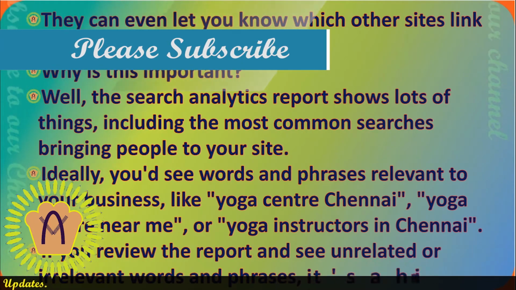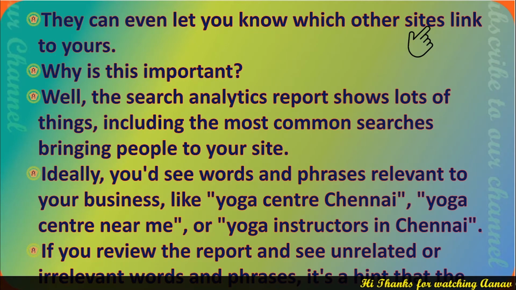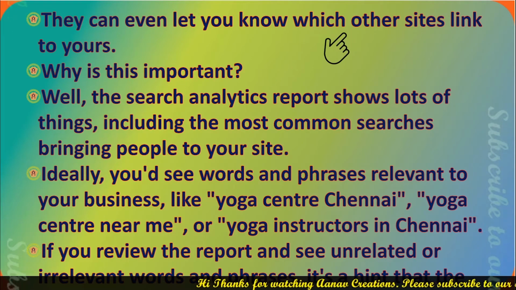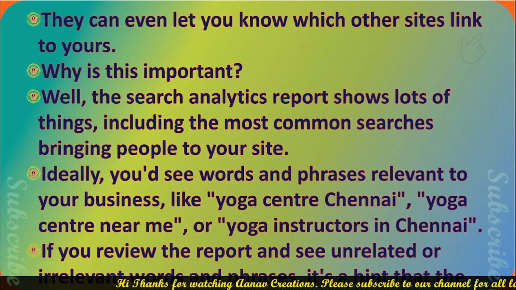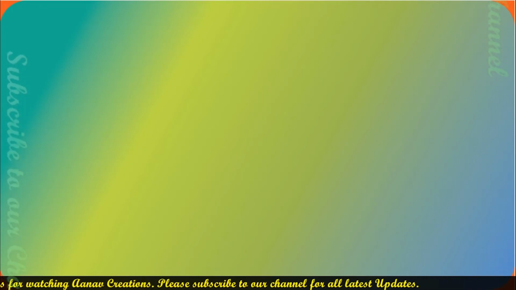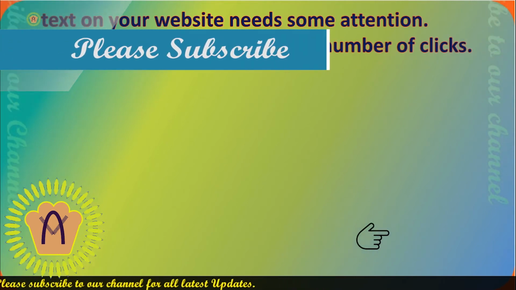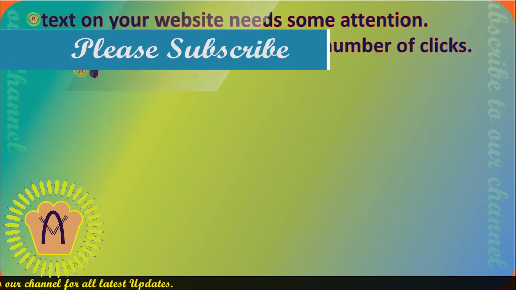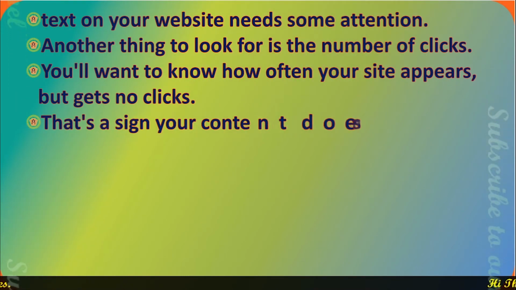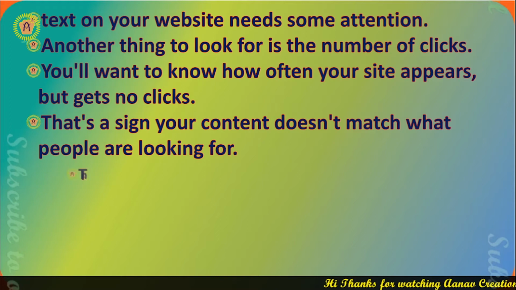Ideally, you will see words and phrases relevant to your business like yoga center Chennai, yoga center near me or yoga instructor in Chennai. If you review the report and see unrelated or irrelevant words and phrases, it's a hint that the text on your website needs some attention. Another thing to look for is the number of clicks. You will want to know how often your site appears but gets no clicks. That's a sign your content does not match what people are looking for.